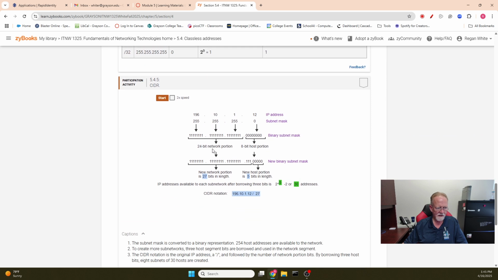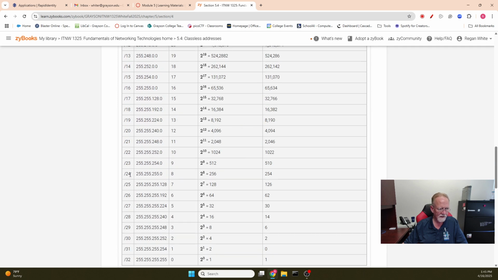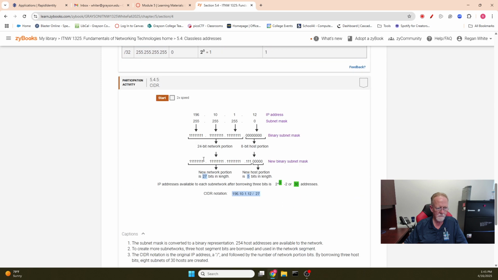The way that we calculate that, so we've got 196.10.1.12, that's the IP address, and 255.255.255.0. As it stands right now, that would be a /24 because you've got 24 network bits and only 8 host bits. If we look back up here, we say /24. That means we've got 255, 255, 255, and 8 host bits, just like we figured. 24-bit network portion, 8-bit host portion.